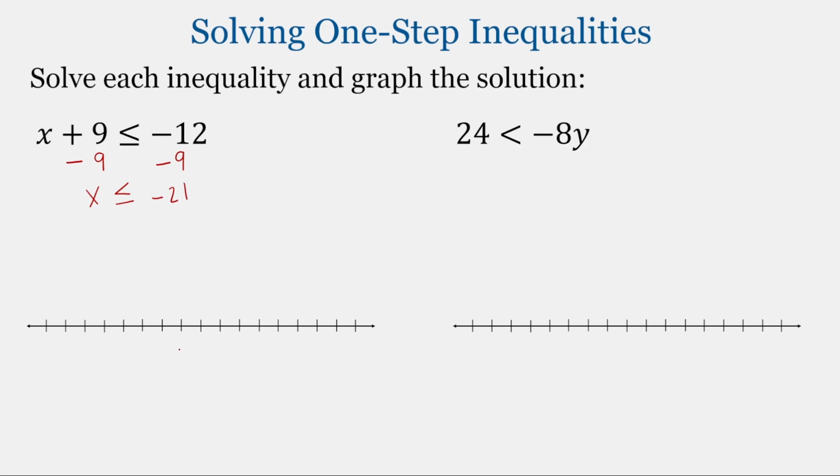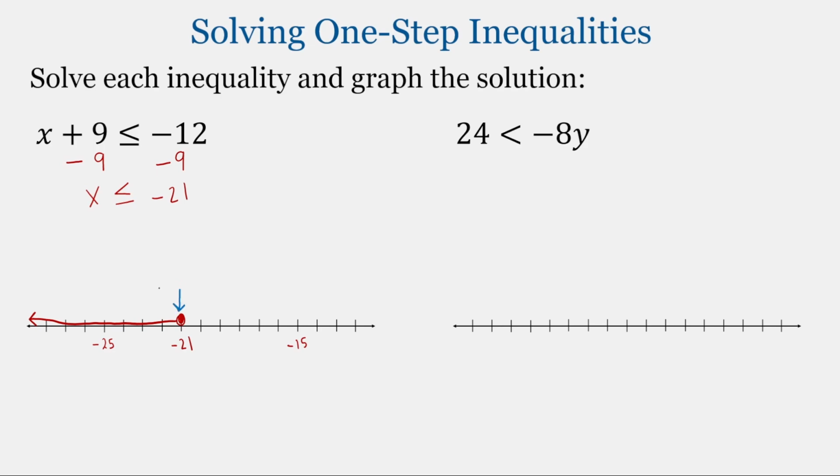Graphing this, place negative 21 on our number line, and we'll have a closed circle because negative 21 is included in the solution set. And then it also includes all numbers smaller or less than negative 21.